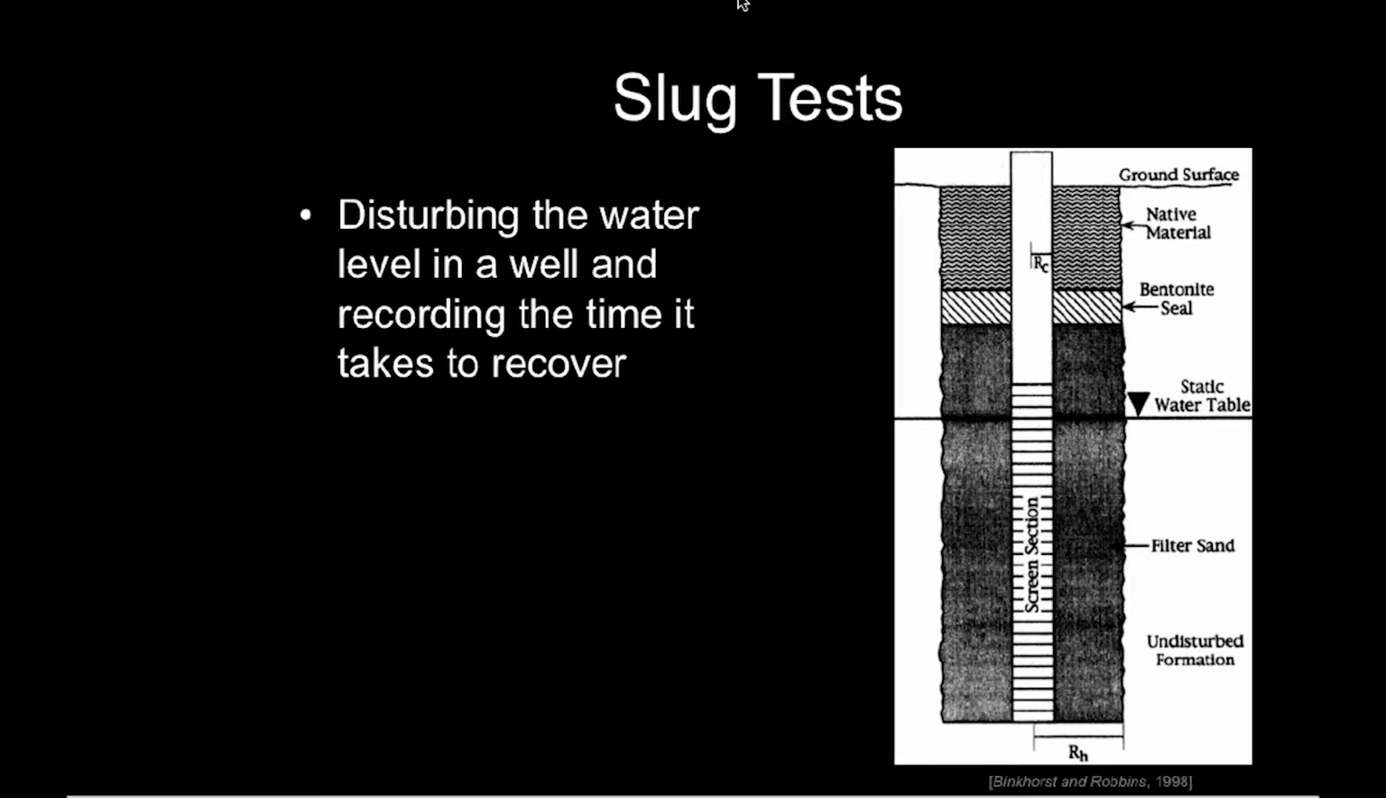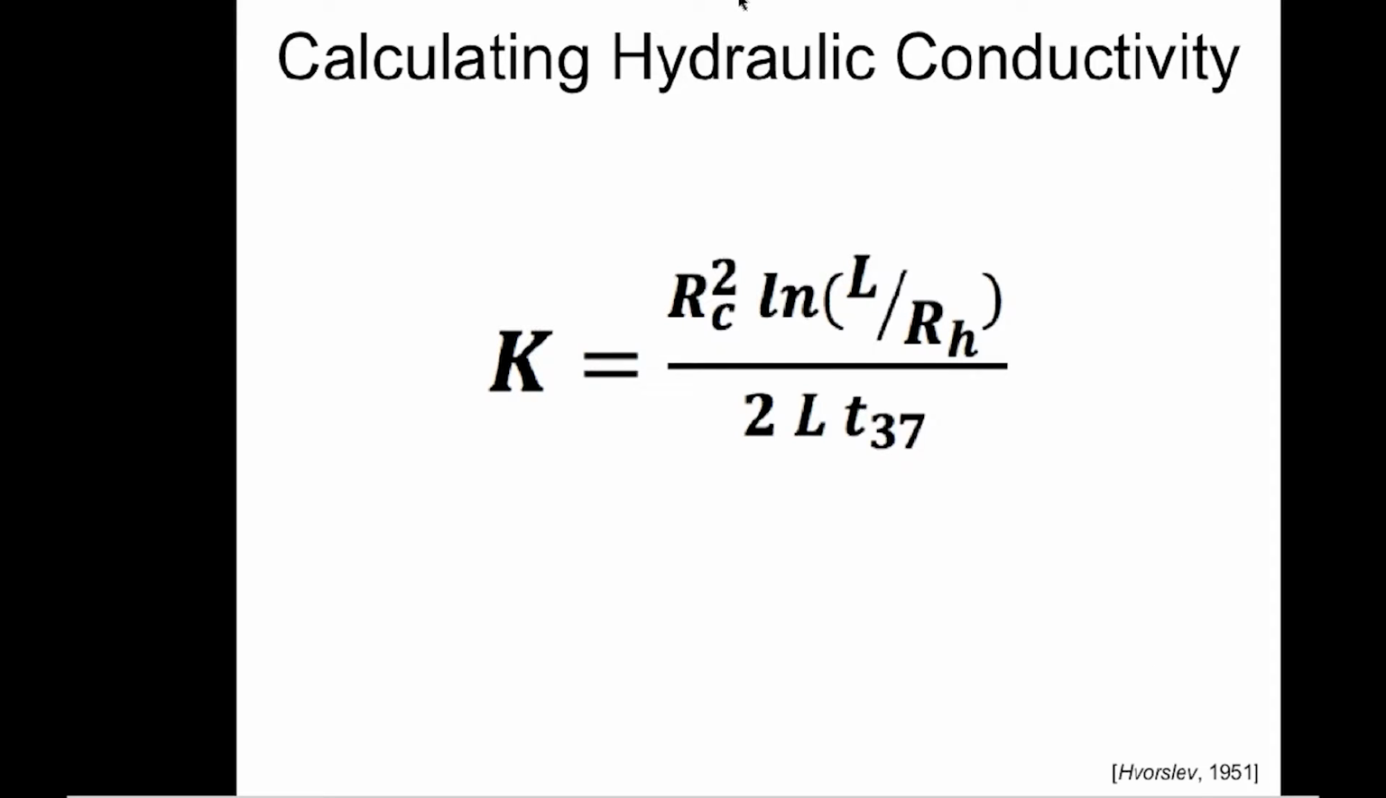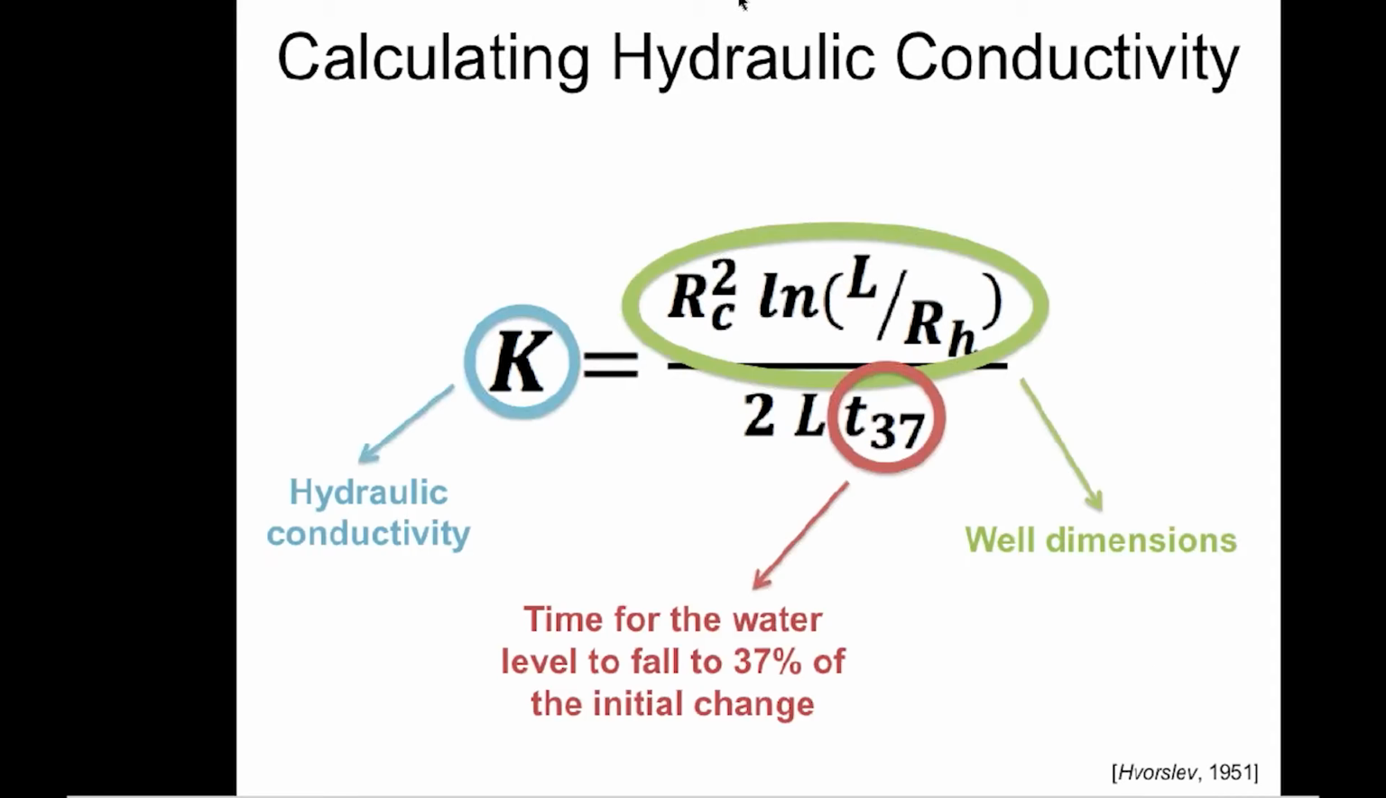So in order to conduct slug tests, all you have to do is displace the water inside the well and record the amount of time that it takes for the water to recover. And then you use this equation to get hydraulic conductivity from that. K is hydraulic conductivity, which we measure in meters per year. Everything in green is just well dimensions, so the radius of the well, in our case about 5 centimeters. L is the length of the well screen. Most of the wells we had were around 76 centimeters. T37 is what we get from the actual slug test. T37 is the time the water level takes to fall to 37% of the initial change.